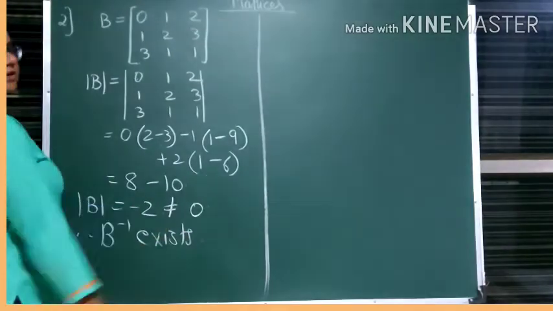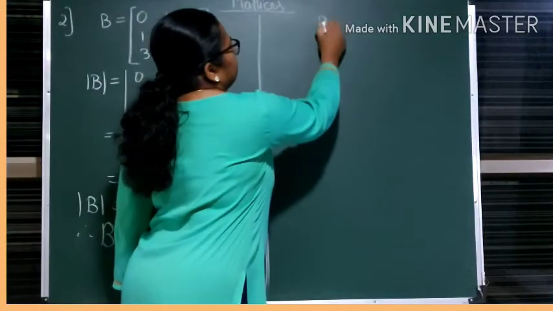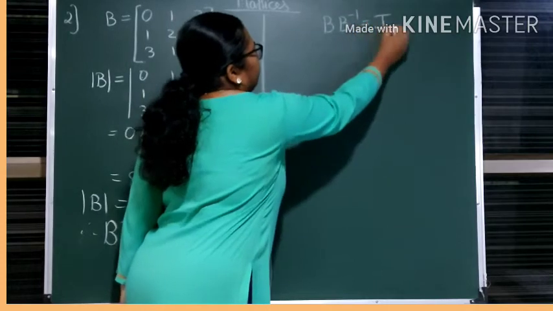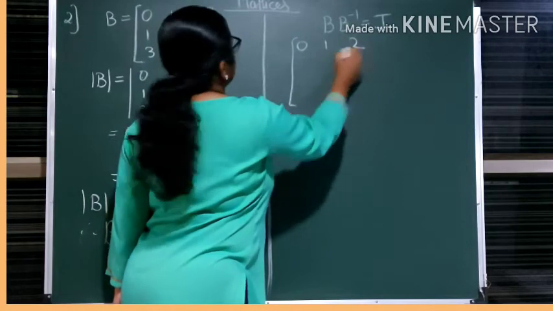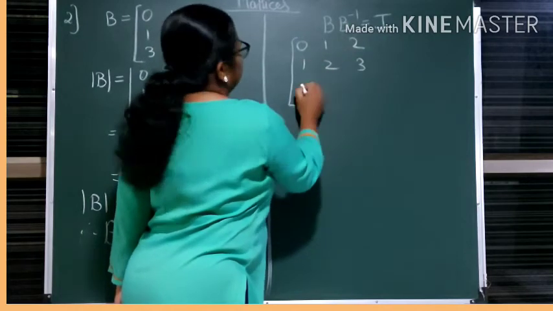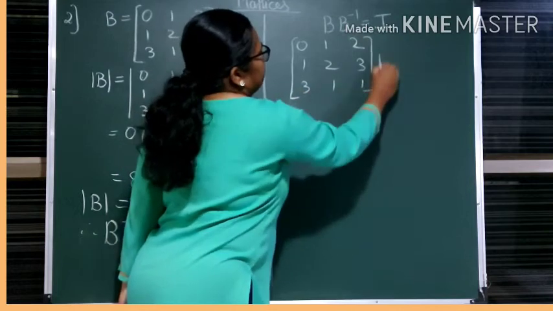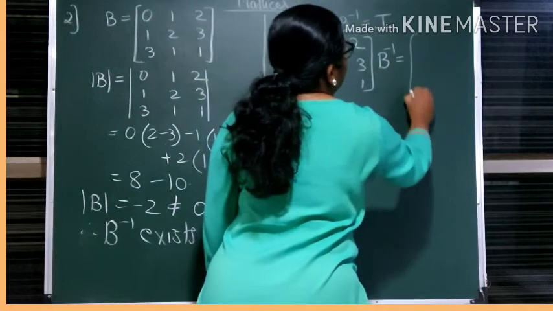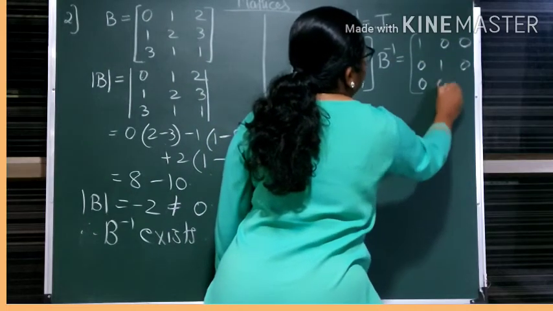So you can see the determinant is not 0. Therefore B inverse exists. So according to our definition, B into B inverse should be equal to I. So write the matrix 0, 1, 2, 1, 2, 3 and 3, 1, 1, into B inverse is equal to 1, 0, 0, 0, 1, 0, 0, 0, 1.